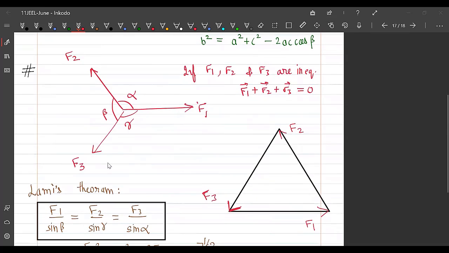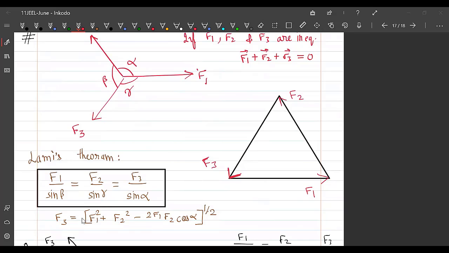So when we write the sine law for forces, we call it Lami's theorem. Sine law for forces is Lami's theorem. Simply, it is F1 divided by sine of the angle between F2 and F3. So F1 divided by sine beta is equal to F2 divided by sine gamma, which is equal to F3 divided by sine alpha. That is the Lami's theorem that we have been using yesterday.